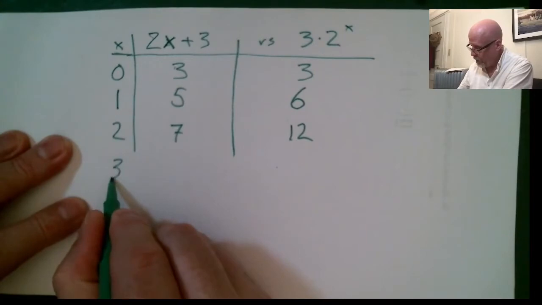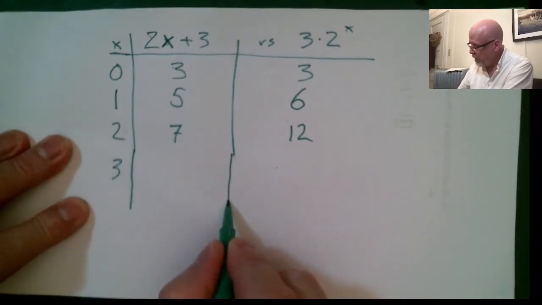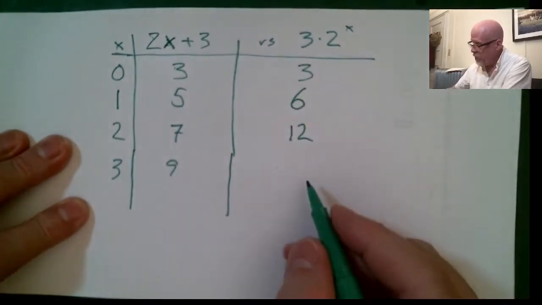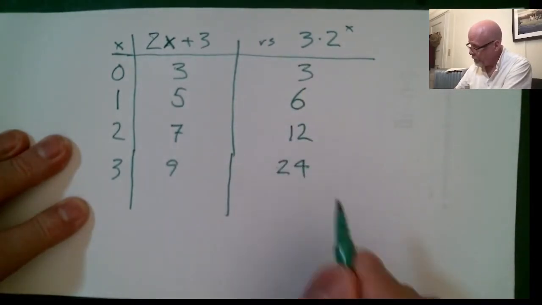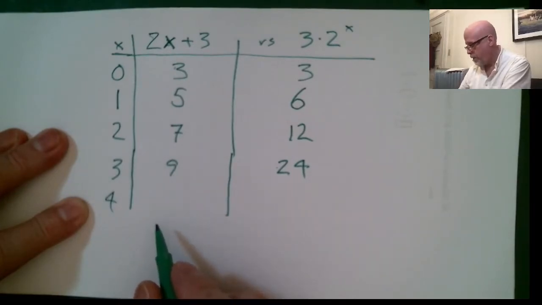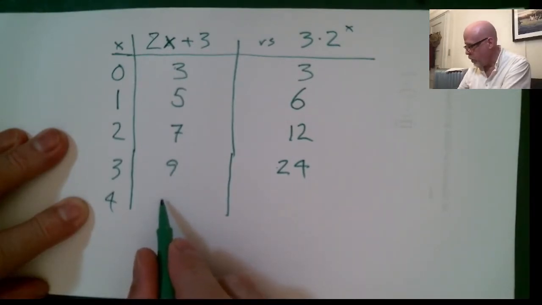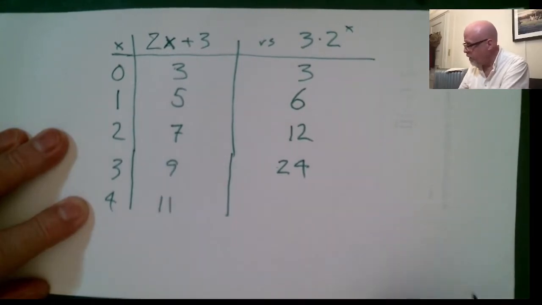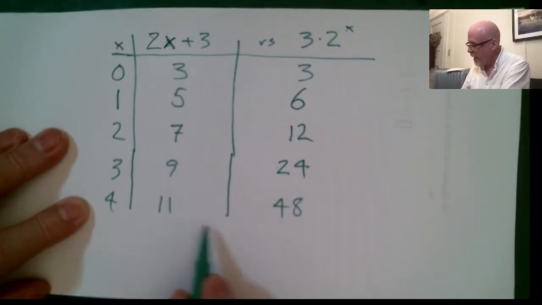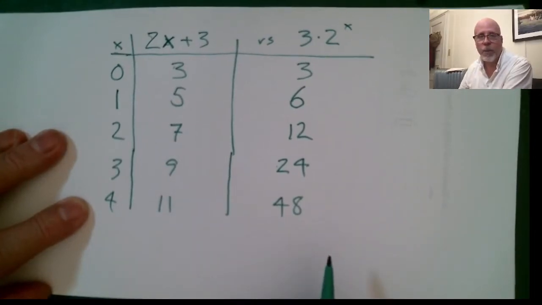And it gets worse. When you get to 3, the linear thing grows up to 9. The exponential thing grows to 24. At 4, 9 and 2 more is 11. Okay, not a big deal there, but here it doubles, so you get 48. You know, it's almost 5 times as large at that point.